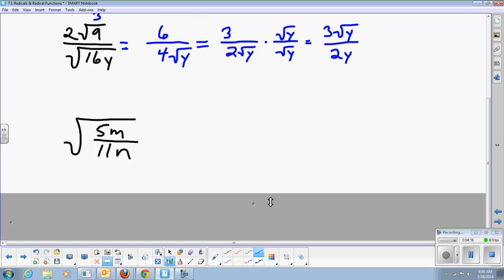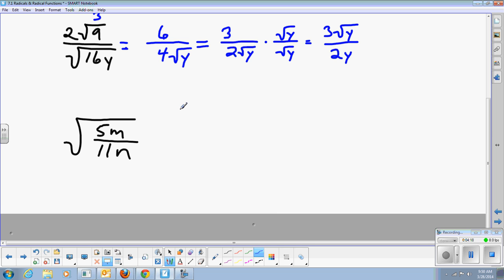One more example for you. And this one again has our quotient rule in it. So here, looking underneath, I have the square root of 5m over 11n. How am I going to deal with that? I'm going to use the quotient rule. I am going to break this up into the square root of 5m over the square root of 11n.